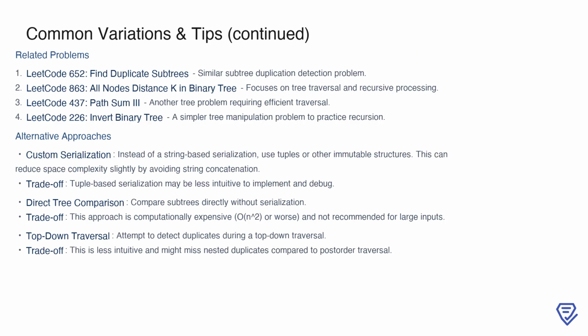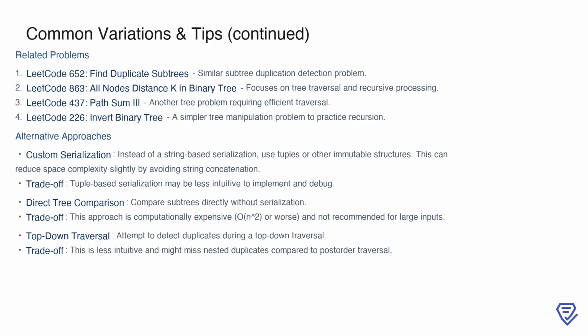If you're looking to deepen your understanding, consider exploring related problems that share similar concepts. For example, in LeetCode 652, Find Duplicate Subtrees, the focus is on detecting subtree duplication, which is closely aligned with this problem. LeetCode 863, All Nodes Distance K in Binary Tree, emphasizes tree traversal and recursion, further sharpening those skills. LeetCode 437, Path Sum 3, and LeetCode 226, Invert Binary Tree, are also excellent choices to strengthen your grasp of tree manipulation and recursive problem solving.